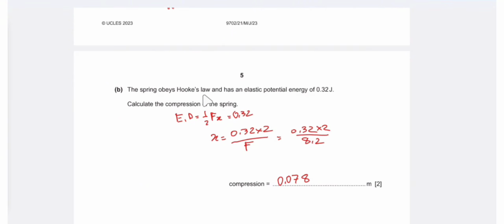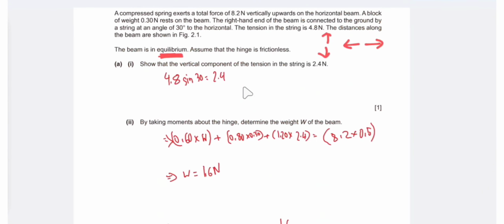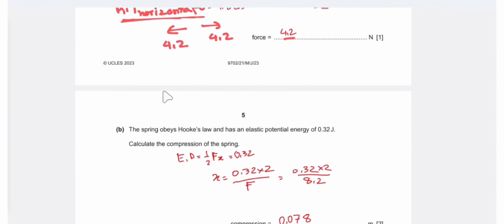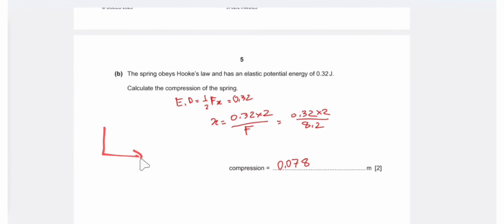It obeys Hooke's law and has an elastic potential energy of 0.32 joules. Calculate the compression of the spring. So where is the spring? This spring obeys Hooke's law. That means force is directly proportional to extension. So for the force extension graph, since force is directly proportional to extension, the force extension graph starts from a zero value and is a straight line.